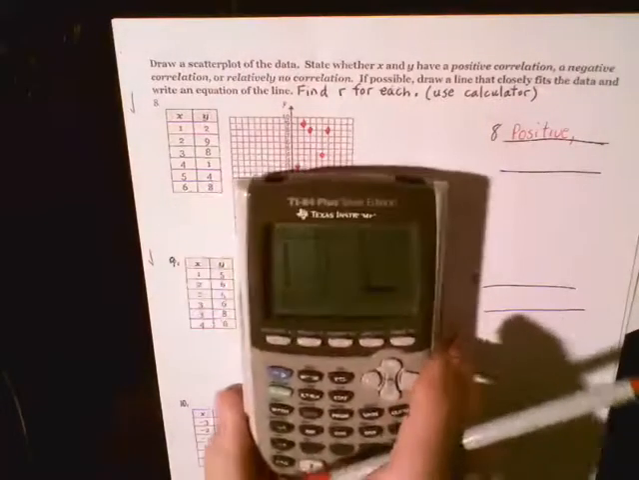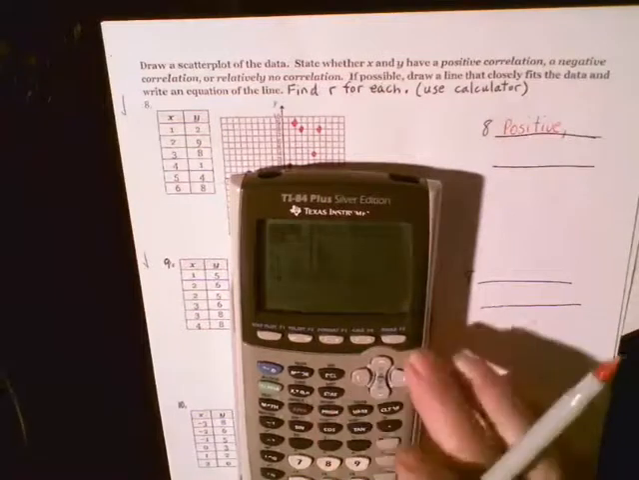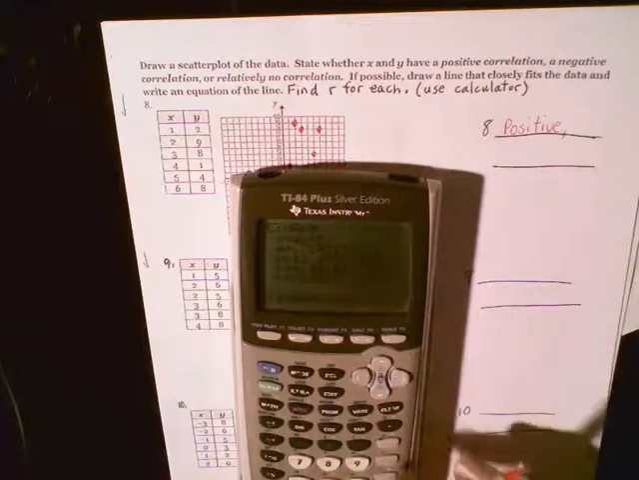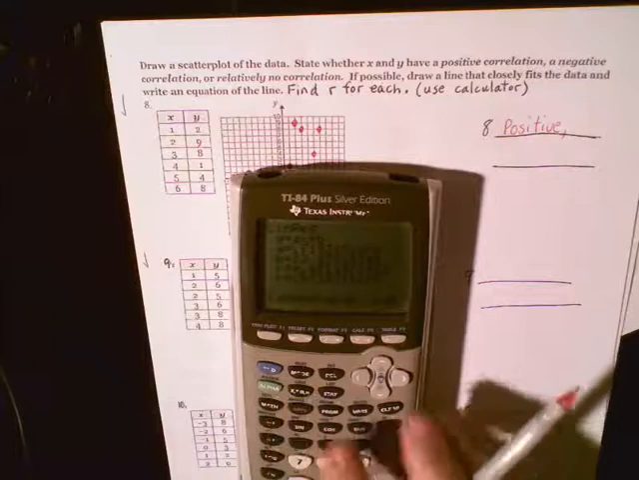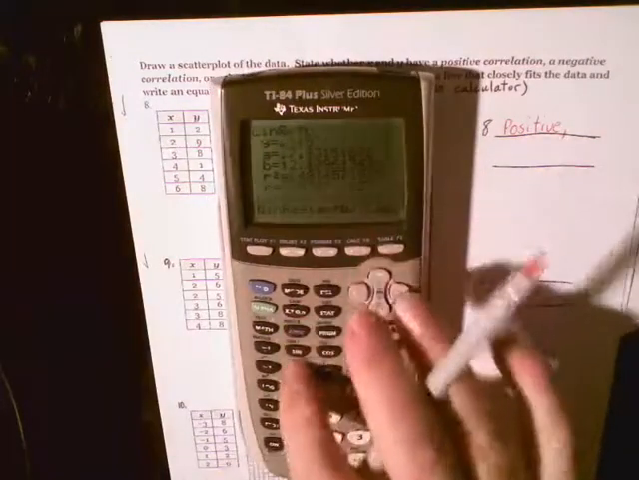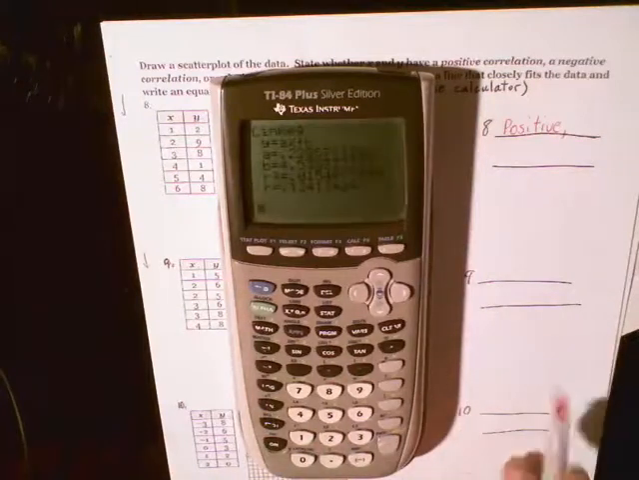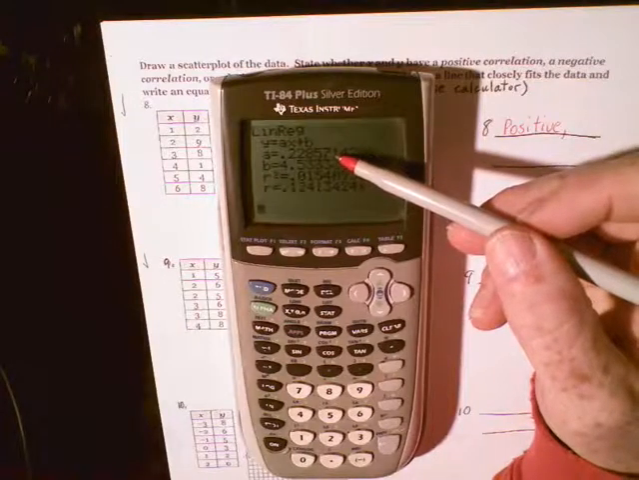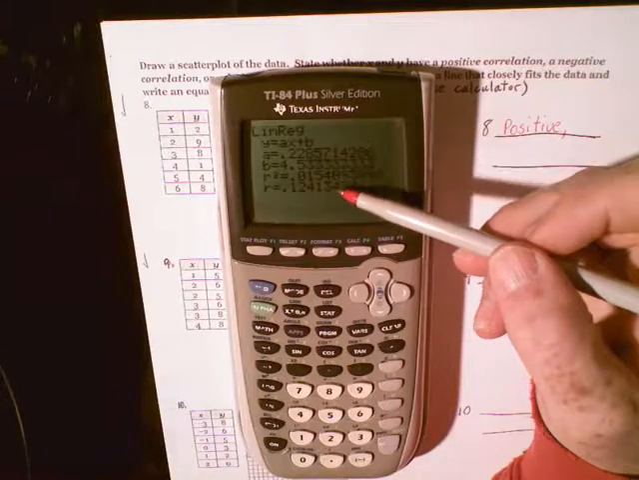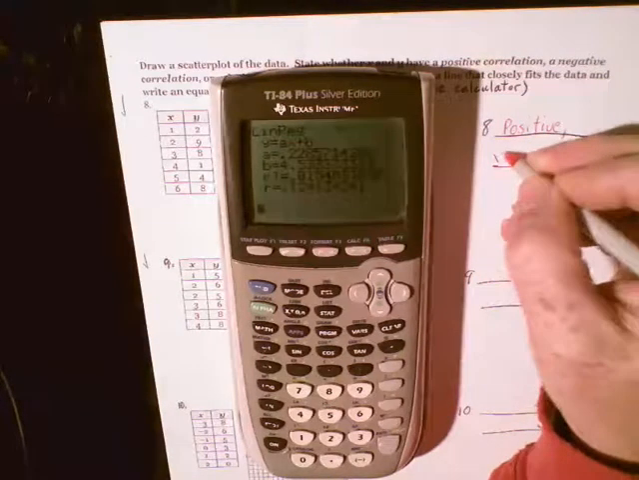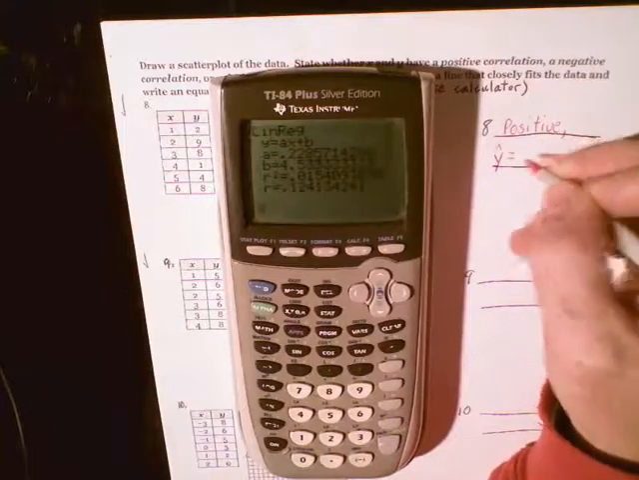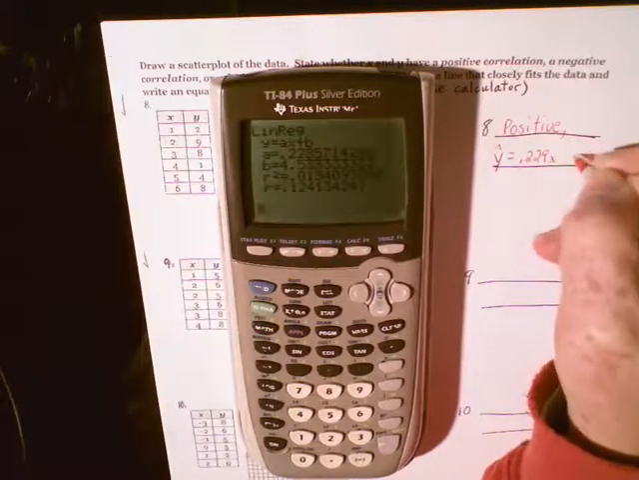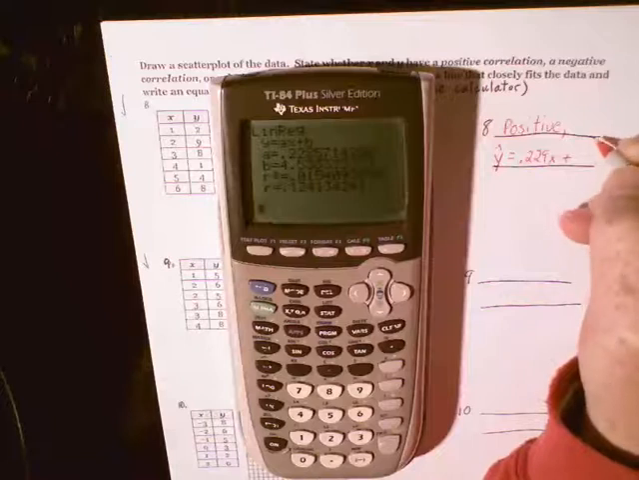If I use my calculator, I punch these in, go to stat, calculate, go down to linear regression. I put mine in on list 1, comma, list 2, hit equals, and it tells me my a is 0.229, my b is 4.5, and then it's got r and R squared. So the equation, y hat equals, the slope is the a, so 0.229x plus our b is 4.53.